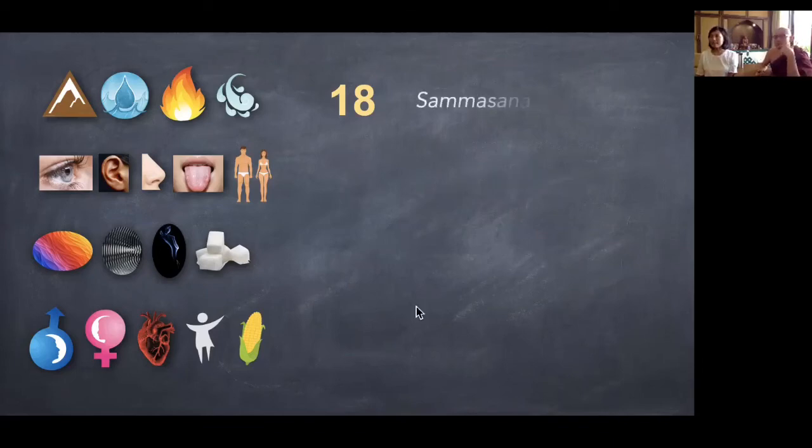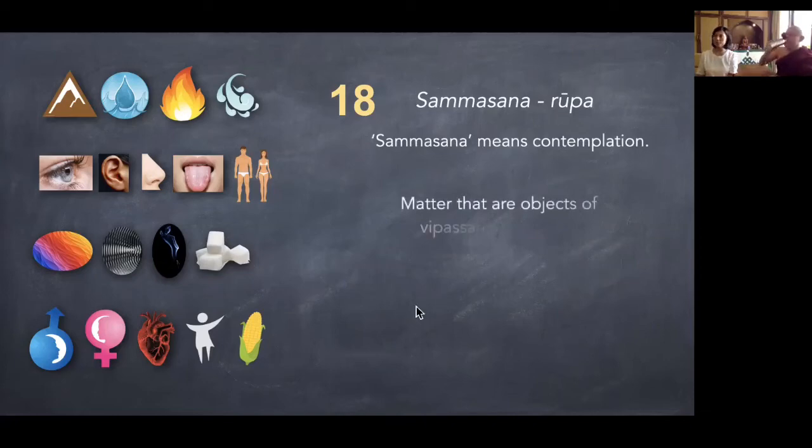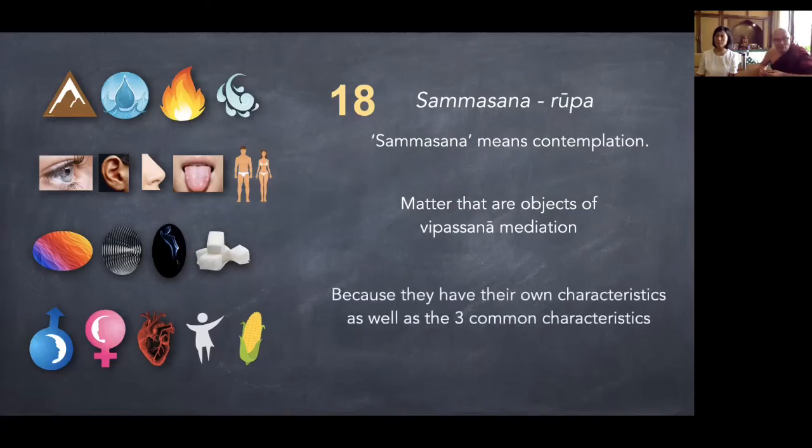Now, these 18 types are also called Samasana Rupa, which is really important. Samasana means contemplation. So these 18 types of matter are actually objects of Vipassana meditation. When we practice Vipassana meditation, we take mind and matter as object, we have to take a reality as object. These 18 types of matter have their own characteristics, as well as the universal characteristics, so it is possible for us to take them as objects of meditation. Yes, we can contemplate them directly.